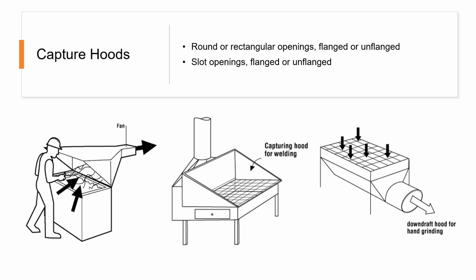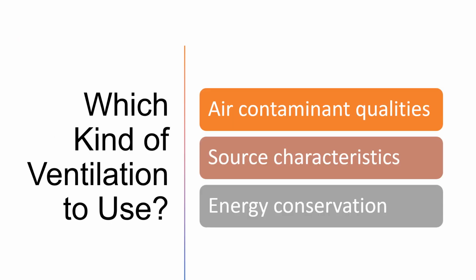An example of this that you might see in more everyday life is, for example, if you go to a nail salon, a lot of the nail processes require a lot of generation of dust, and so they often will use special little fans. They seem like little fans, but they're really these kinds of capture hoods that pull this dust generated from the nail designs into them and away from the people so that they're not exposed. These kinds of hoods can have round or rectangular openings or slot openings, and all of these openings can be either flanged or unflanged.